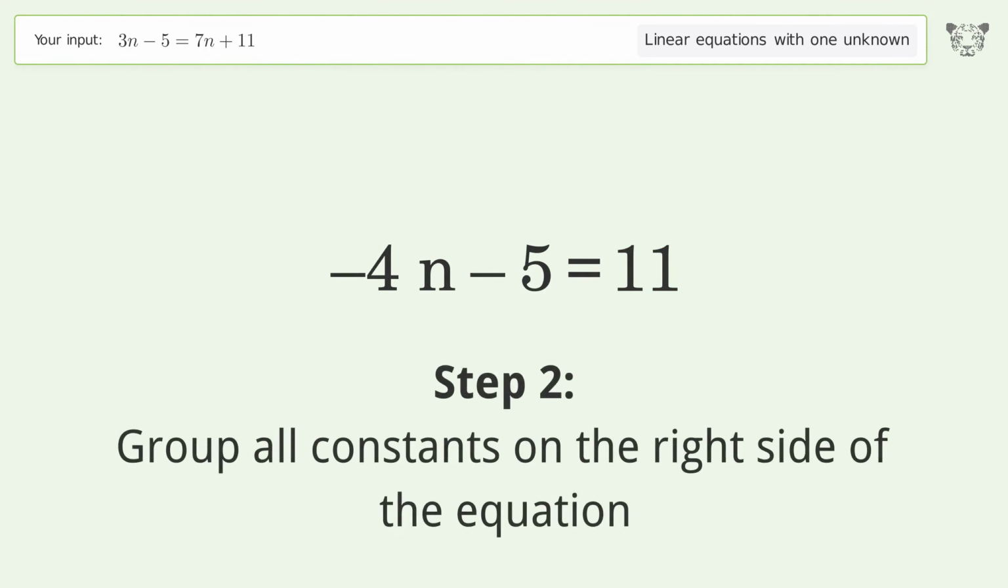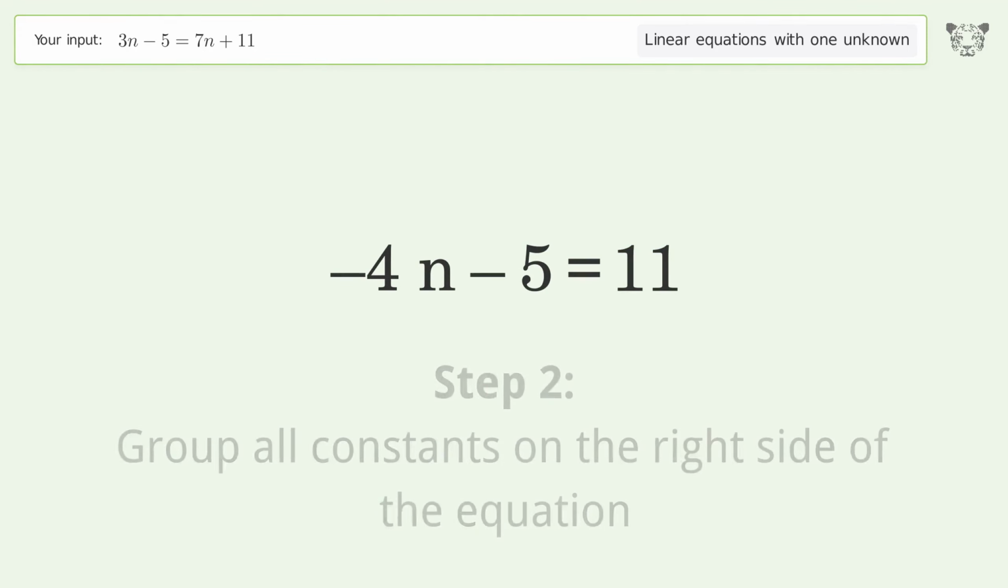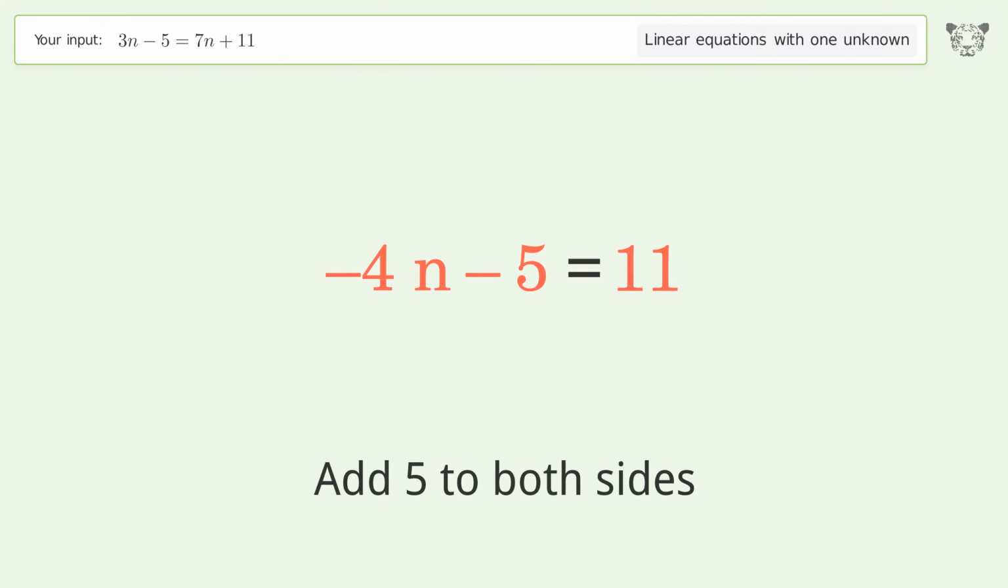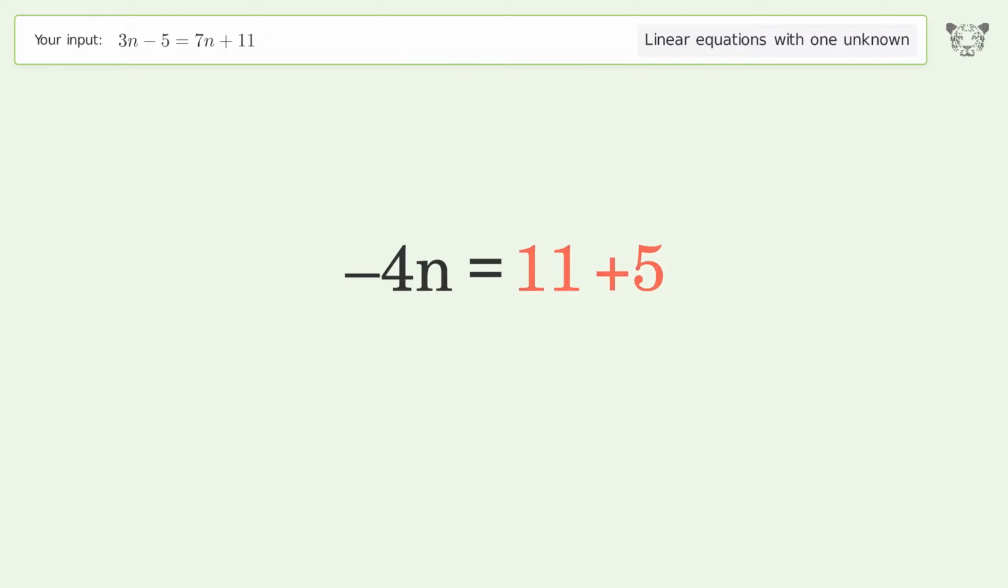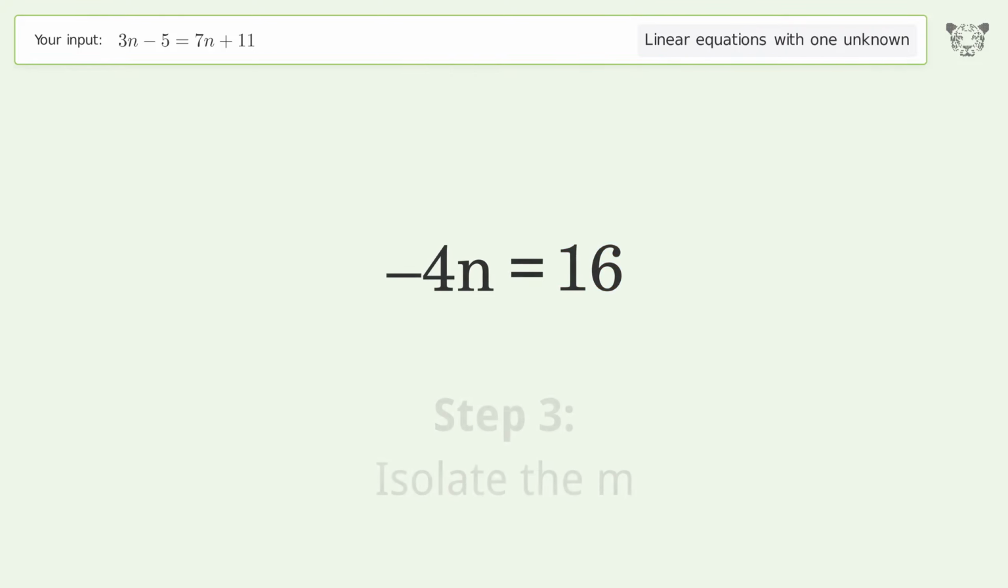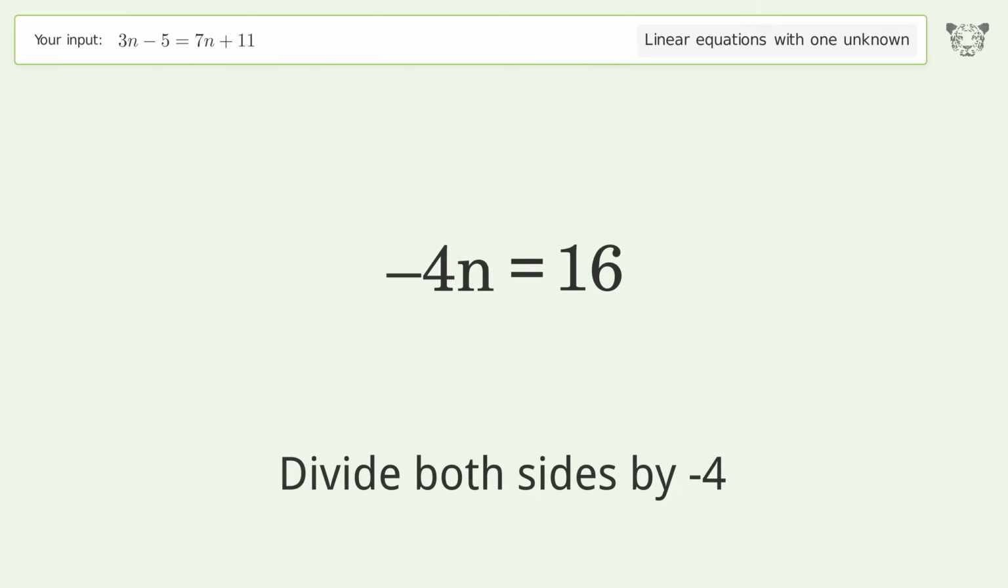Group all constants on the right side of the equation. Add 5 to both sides. Simplify the arithmetic. Isolate the n. Divide both sides by -4.